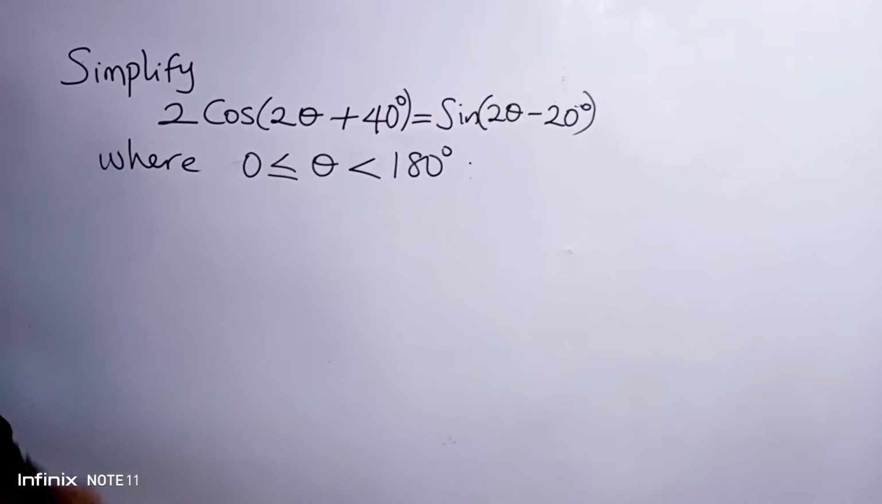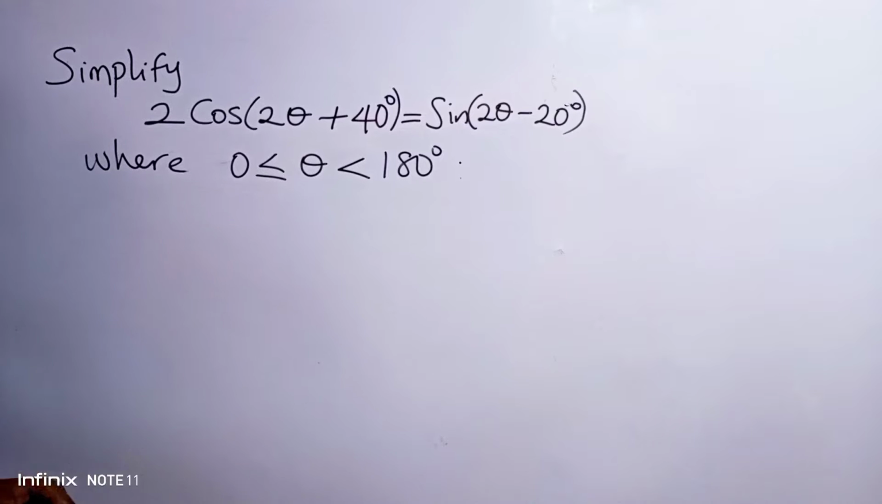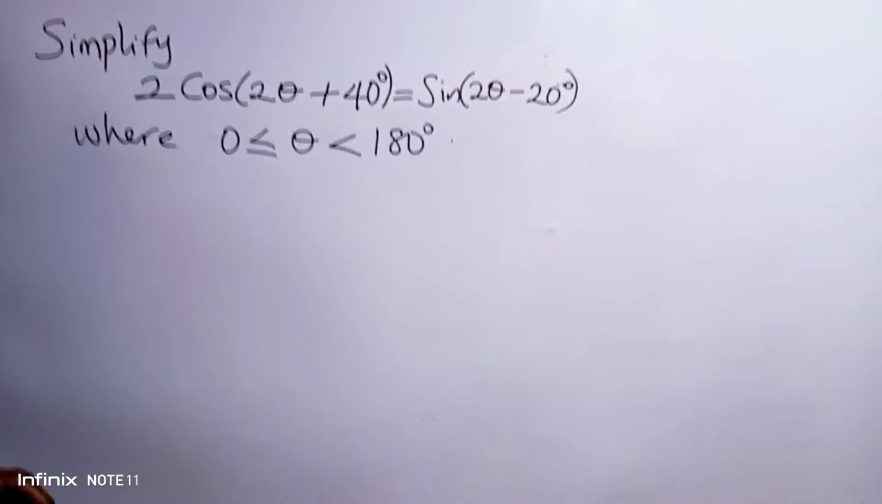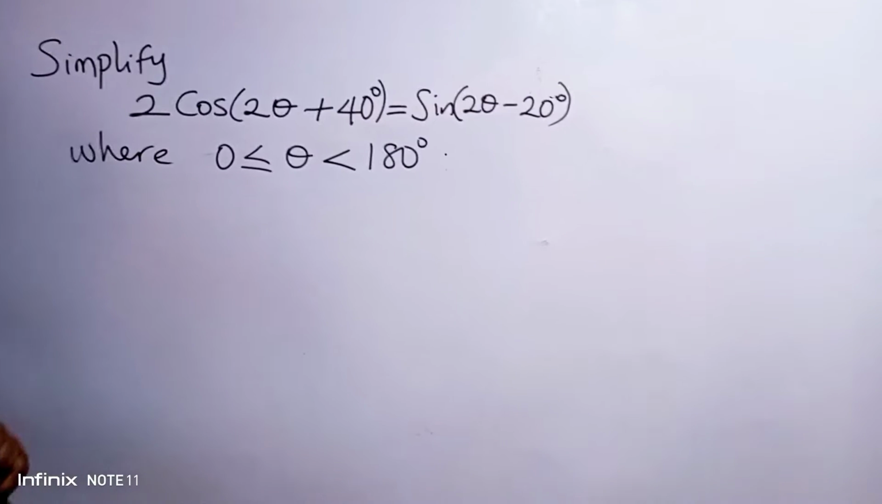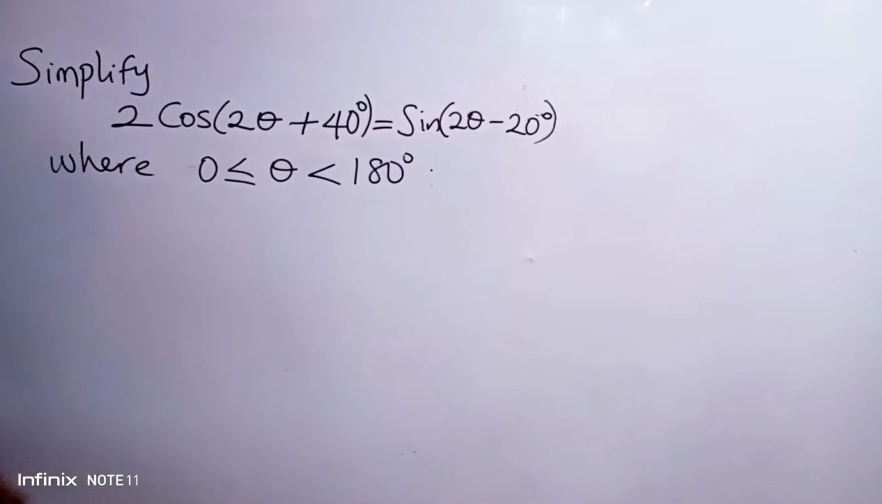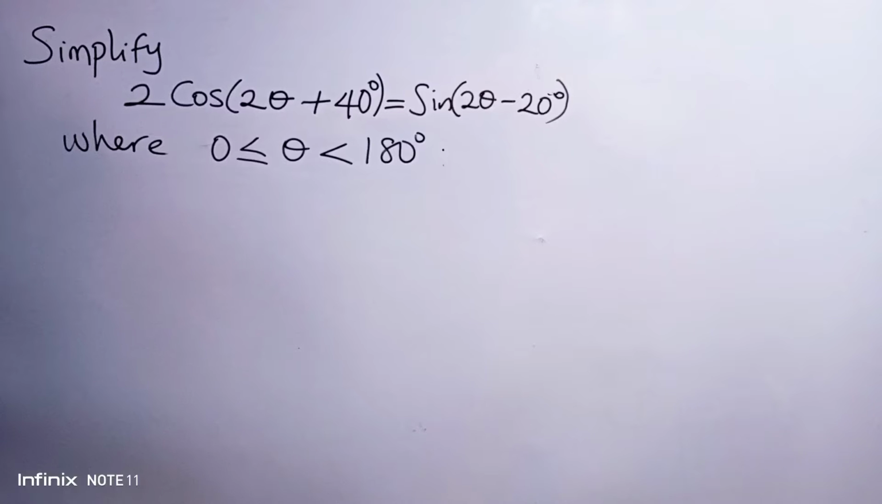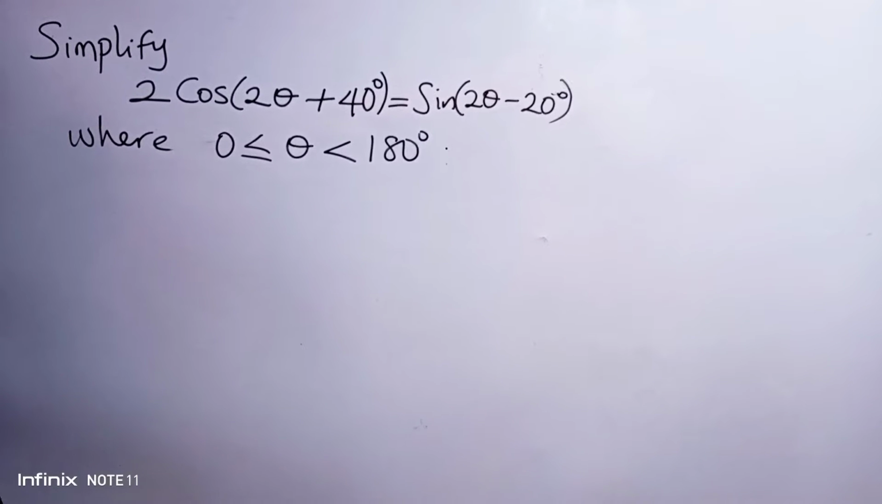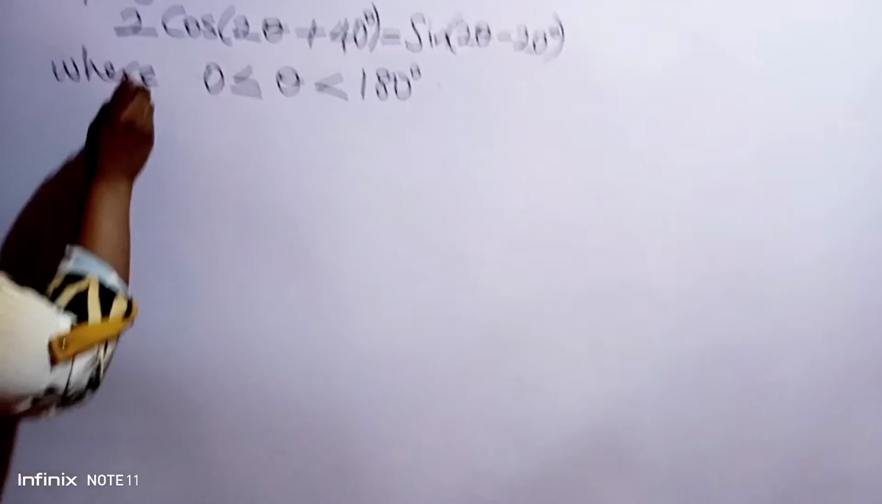Simplifying 2 cos of (2 theta plus 40 degrees) is equal to sine of (2 theta minus 20 degrees), where 0 is less than or equal to theta, theta less than 180 degrees. Now, solution.